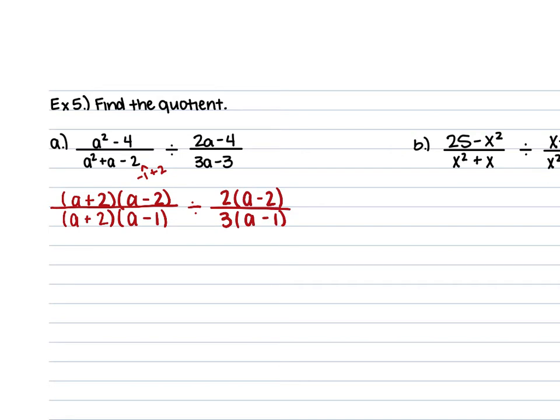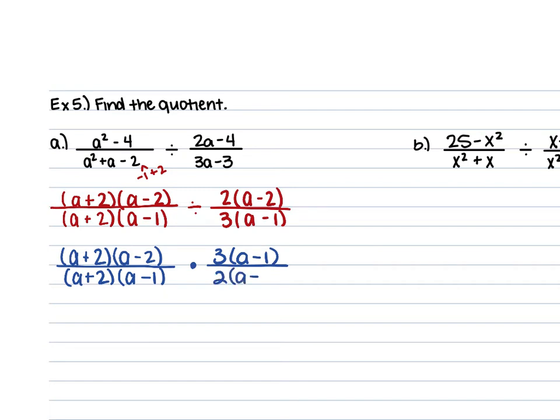Now that you are completely factored in each of these fractions, keep, change, flip. Keep the first fraction the way you have it, so a plus 2 times a minus 2 all over a plus 2 times a minus 1. Change to multiplication and flip the second fraction. So 3 times a minus 1 over 2 times a minus 2.